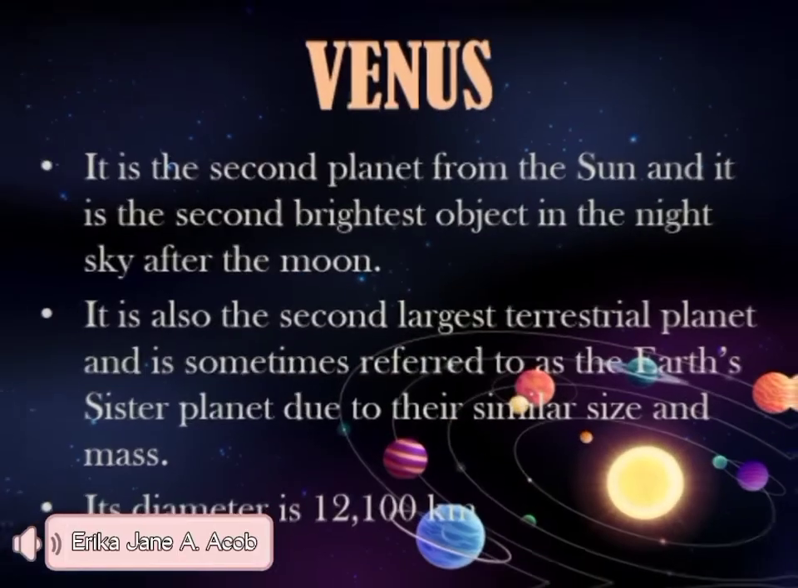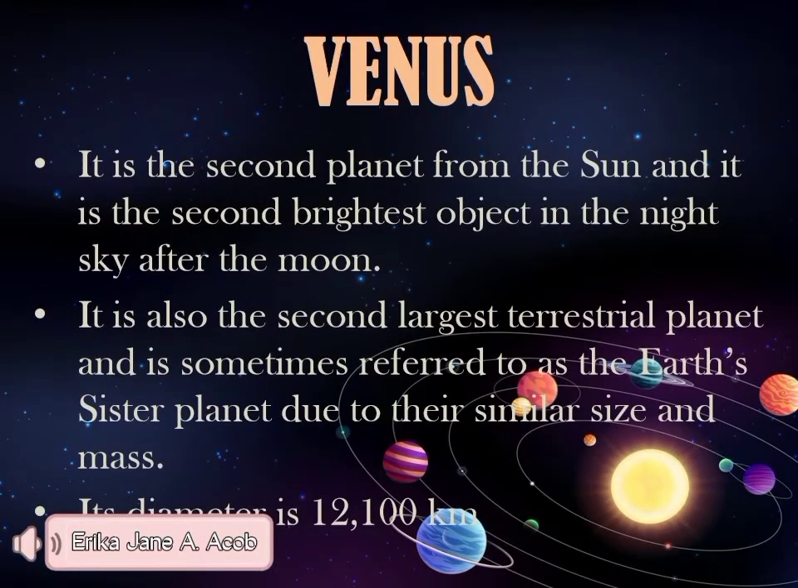So next, the second planet is Venus. How did Venus get its name? Venus derived its name from the Romans, who religiously followed the Greek tradition. It is the Roman version of the Greek goddess Aphrodite, the goddess of love, beauty, and fertility, and therefore the planet Venus was named after her.